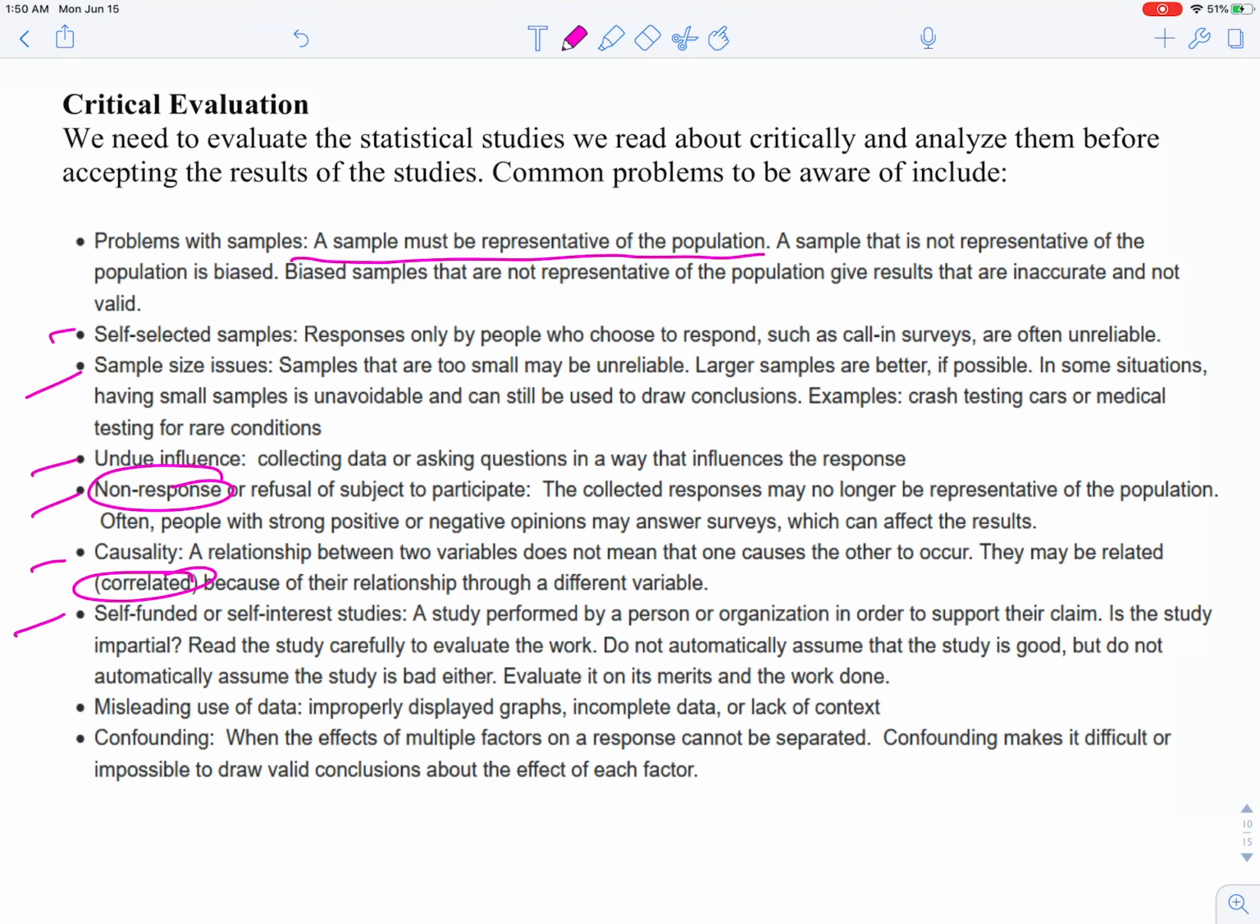All right, the next one here, self-funded or self-interest studies. So a study performed by a person or organization in order to support their claim. Is the study impartial? Is it fair, basically? Read the study carefully to evaluate the work. Do not automatically assume that the study is good, but do not automatically assume that it's bad either. Evaluate it on its merits and the work done.